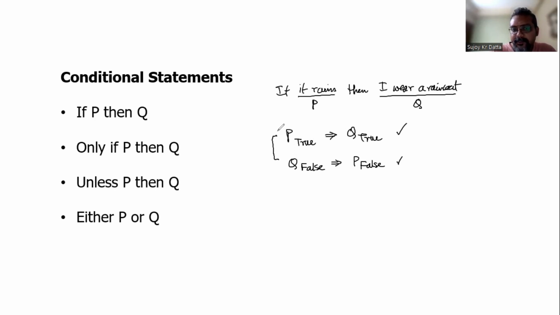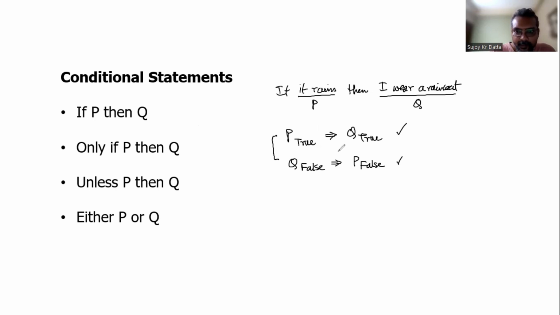So whenever you see a statement which talks about if then, you should not only think of the case where P is true and Q is true, you should also start thinking of the case where Q is false and P is false. These are the things which are going to help you in your data sufficiency analysis of the statements that are given.